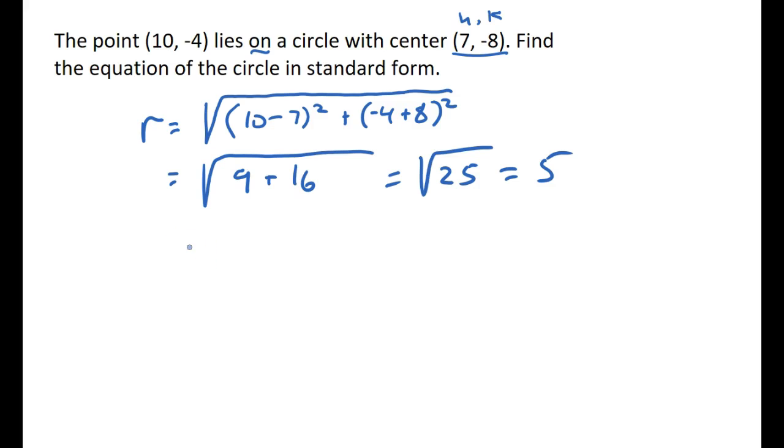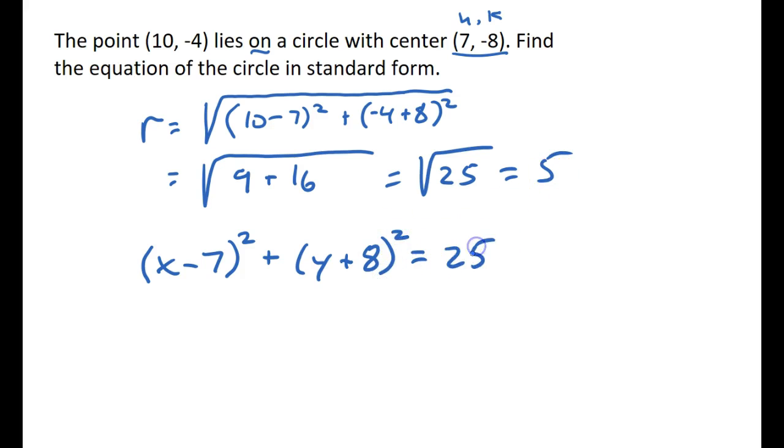Okay, so now we have everything we need for the equation. Remember that it's going to be x minus h, which in this case is 7, squared, plus y minus k, that's going to be y minus negative 8, so I get y plus 8 squared, equals r squared. Don't forget to square r.